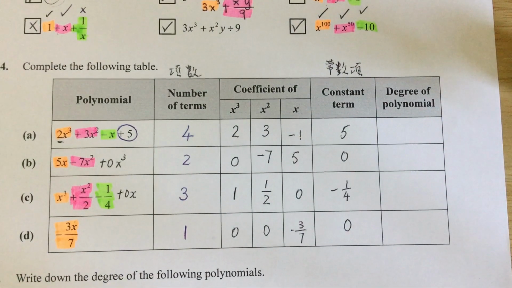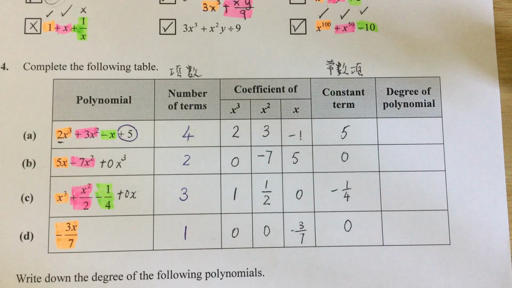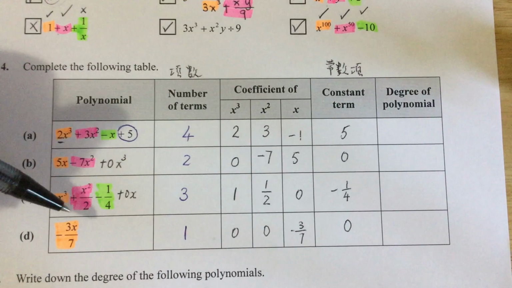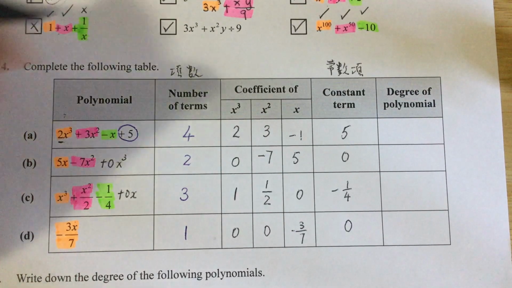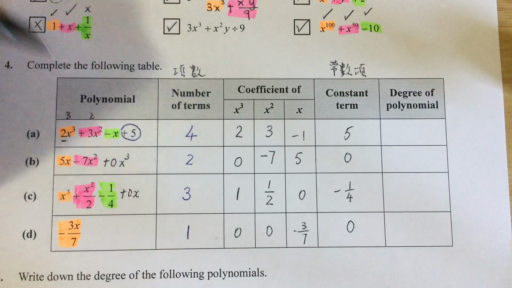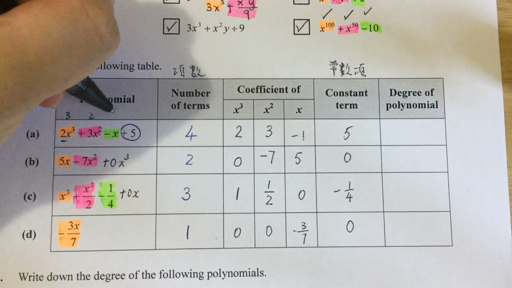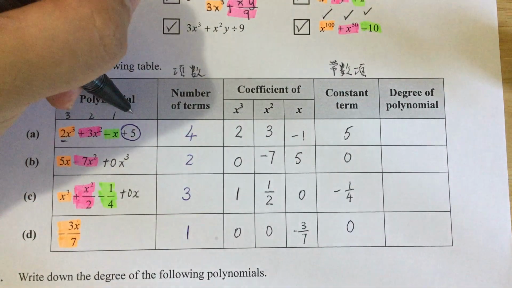Okay, now, for the last one, this one is a little bit difficult, so please pay serious attention to this. We are going to find the degree of the polynomial. For monomials, you just write down how many unknowns there are. But for polynomials, you must pay serious attention. First of all, let's look at part A. For part A, the first term has degree 3, because of x cubed. The second term has degree 2. The third term has degree 1. And for the positive 5, you do not have any unknown here, so the degree is 0.